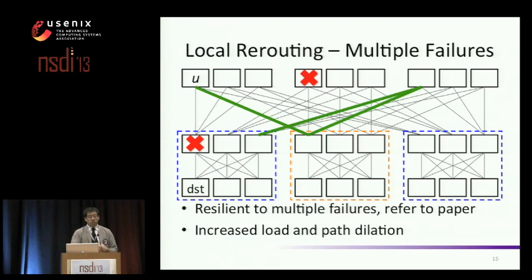In fact, our local rerouting scheme is guaranteed to find a route up until you have enough concurrent failures to disconnect the network. I won't get into the details of that here, but you can refer to the paper if you're interested. But this is great and allows us to instantaneously recover from failures, but it comes at the cost of a slight bit of path dilation and also a bit of increased load.